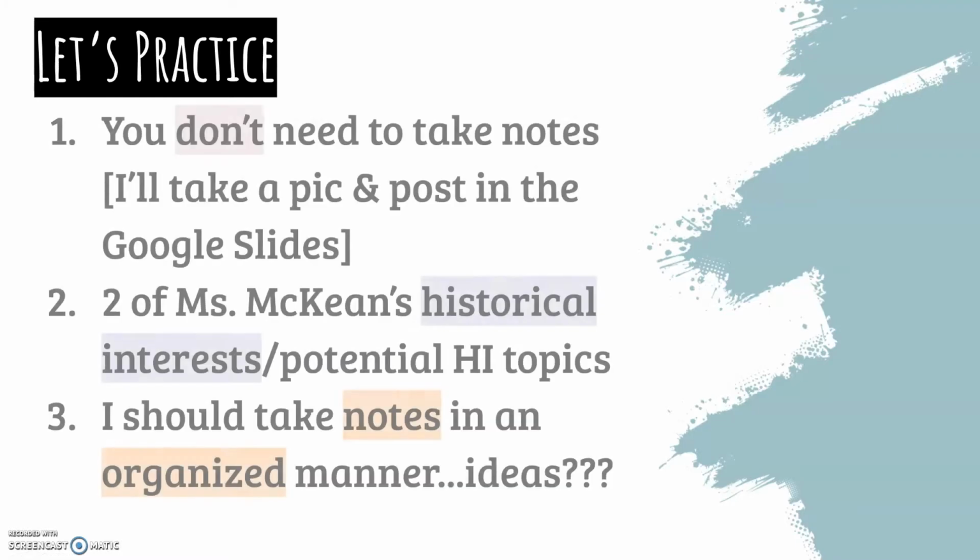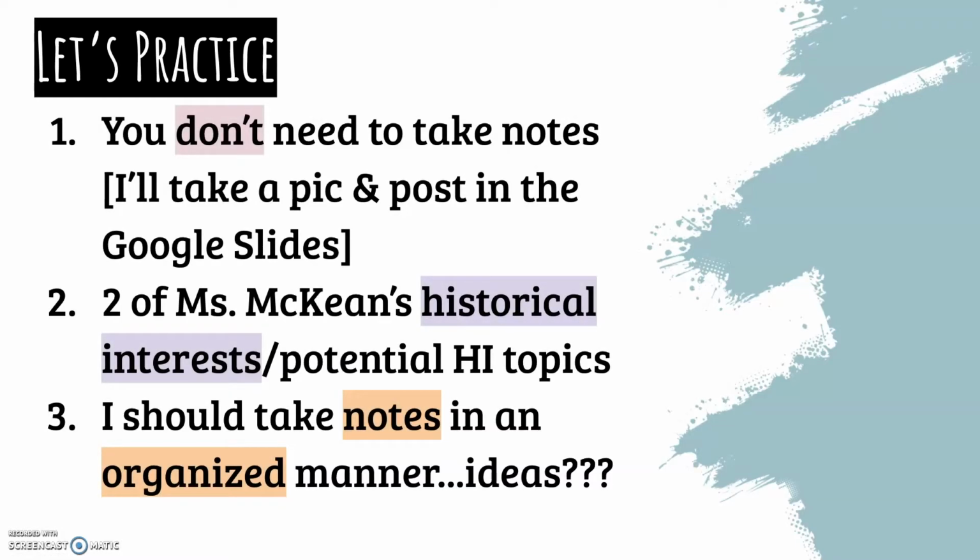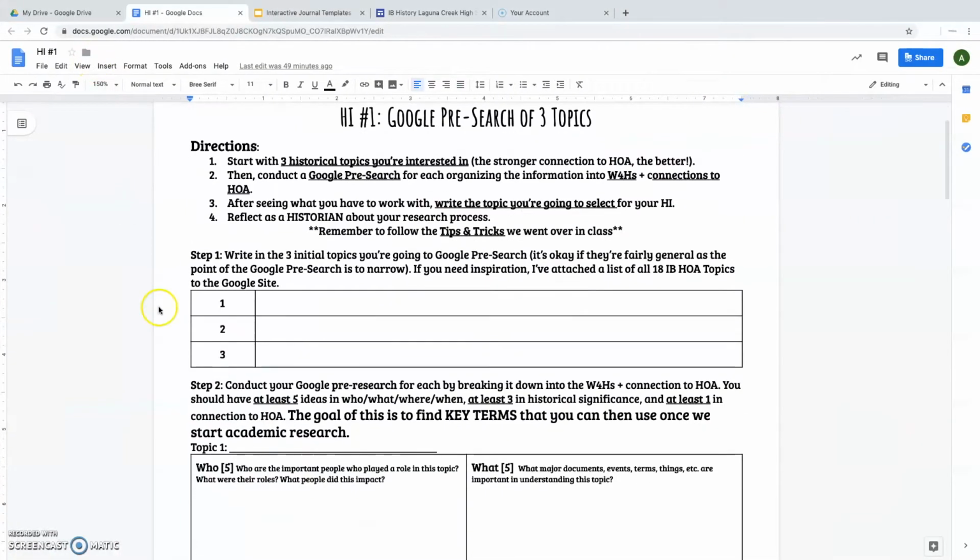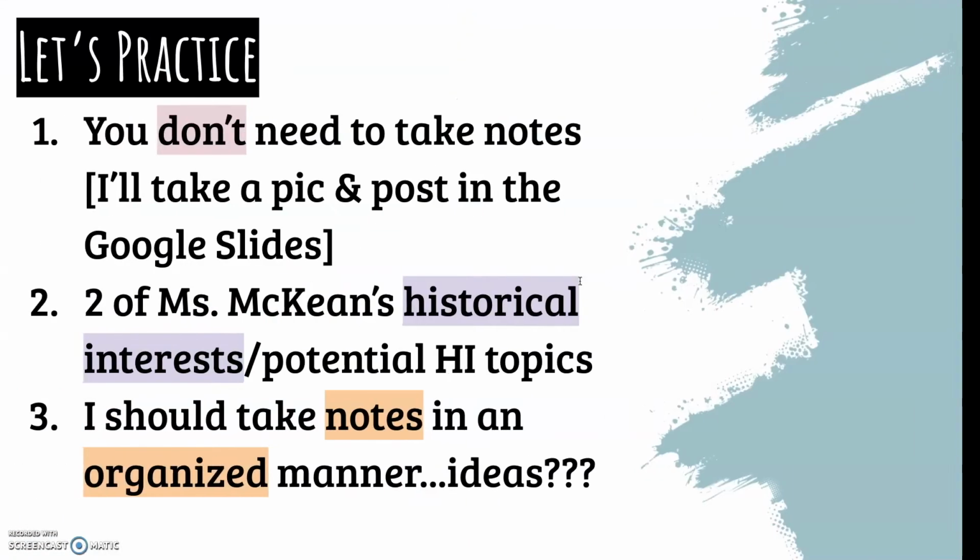So now let's get to it. I'll give an overview of the example I gave. There are 2 historical topics I'm interested in. And so for yours, you're going to need to come up with 3. I'm only going to do 2 for the sake of time, but you do need to flesh out 3 ideas. If you need inspiration, there's a list of HOA topics and the bullets that you can look through on the Google site. So that way it can maybe help you narrow down what you want to look at.